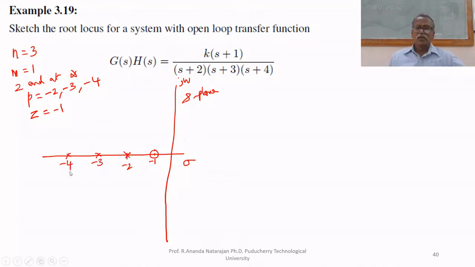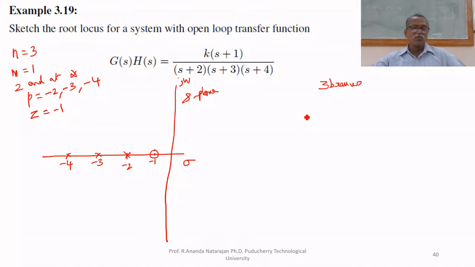What does the first rule say? How many root locus branches? 3 branches, because 3 open loop poles are there, therefore 3 branches. Second rule says, one root locus branch will end at 0, another 2 will end at infinity.